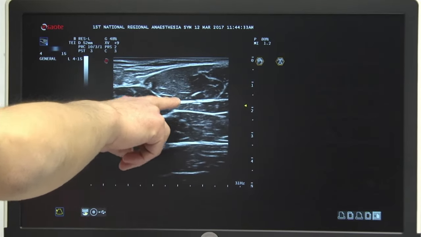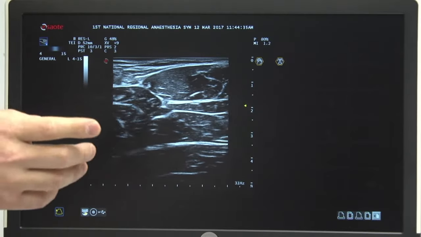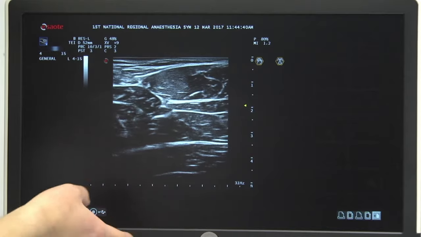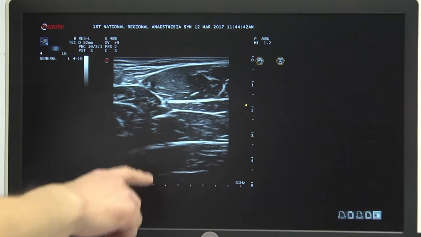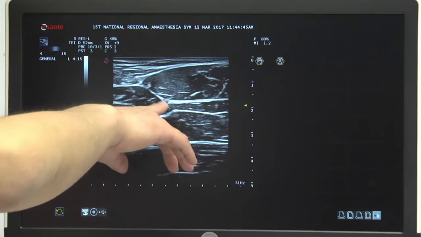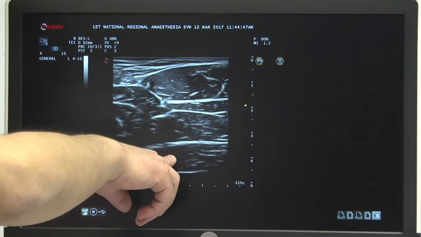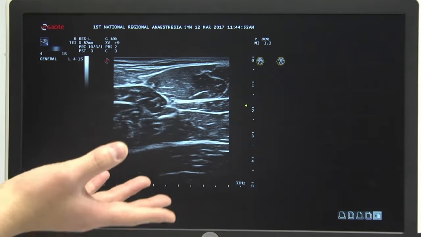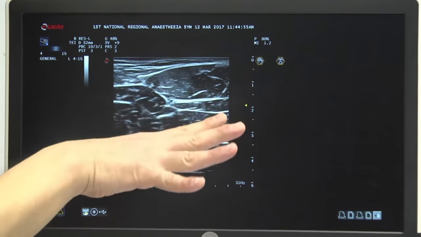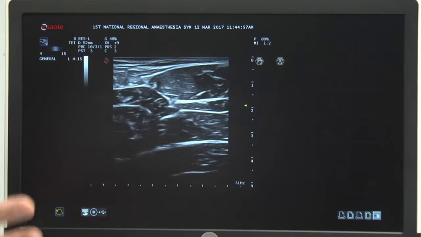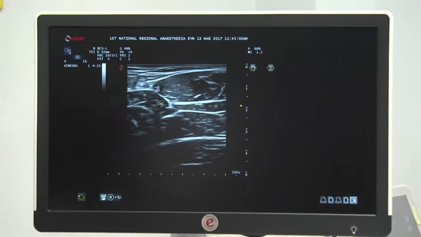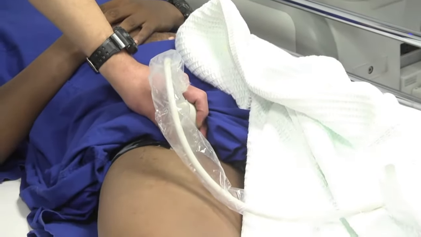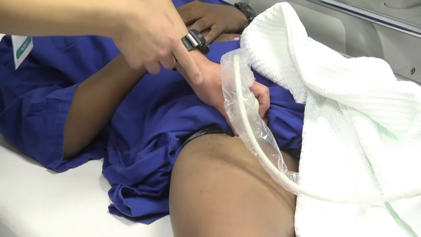Within this plane, the anterior branch of the obturator nerve is running, and the posterior branch of the obturator nerve is lying here. So we have to inject local anesthetics into this plane and this plane. I usually use 5 to 10 milliliters of local anesthetics into each plane, right? We can use a medial to lateral direction. I usually use this direction, but you can also use a lateral to medial direction.